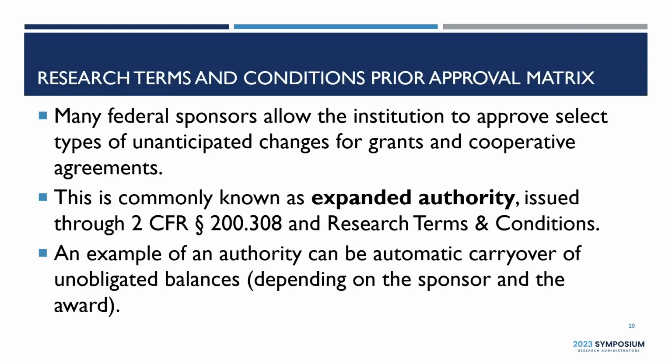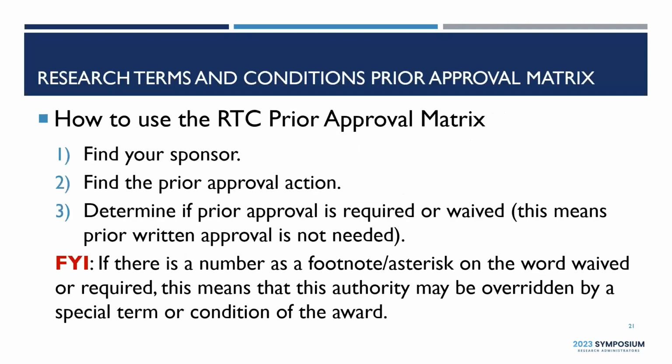Okay, so the ability to do things without asking first is called expanded authority. This is codified in the Uniform Guidance under the research terms and conditions. An example of expanded authority would be an automatic carryover of unobligated balances, where you don't have to ask to carry it over into the next budget period.